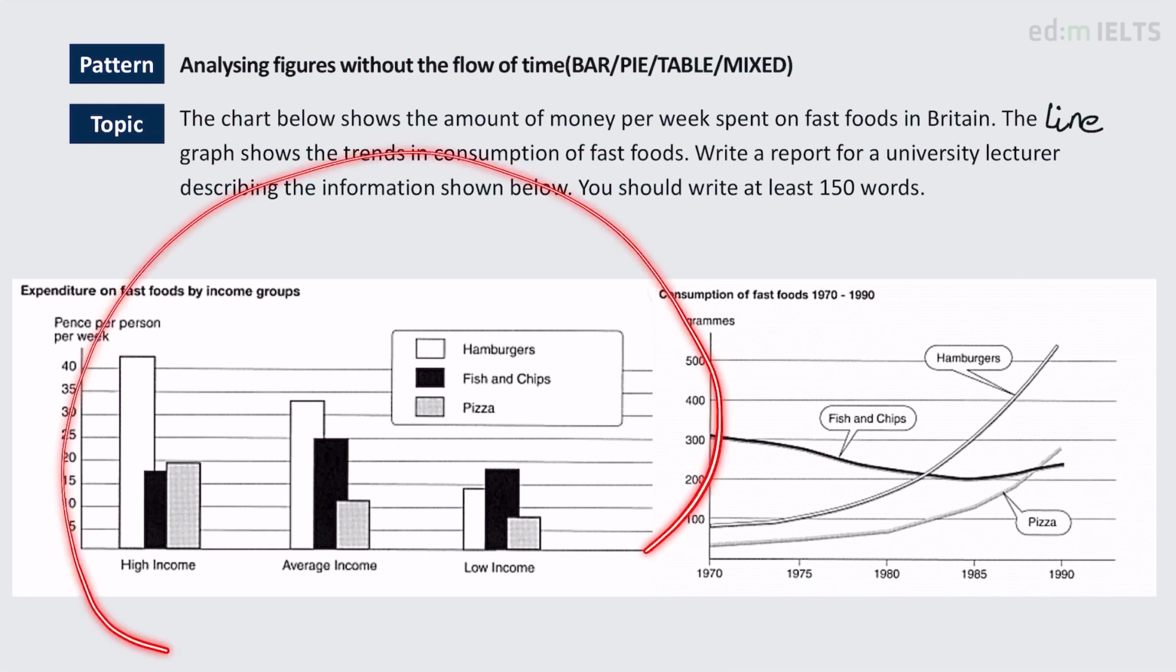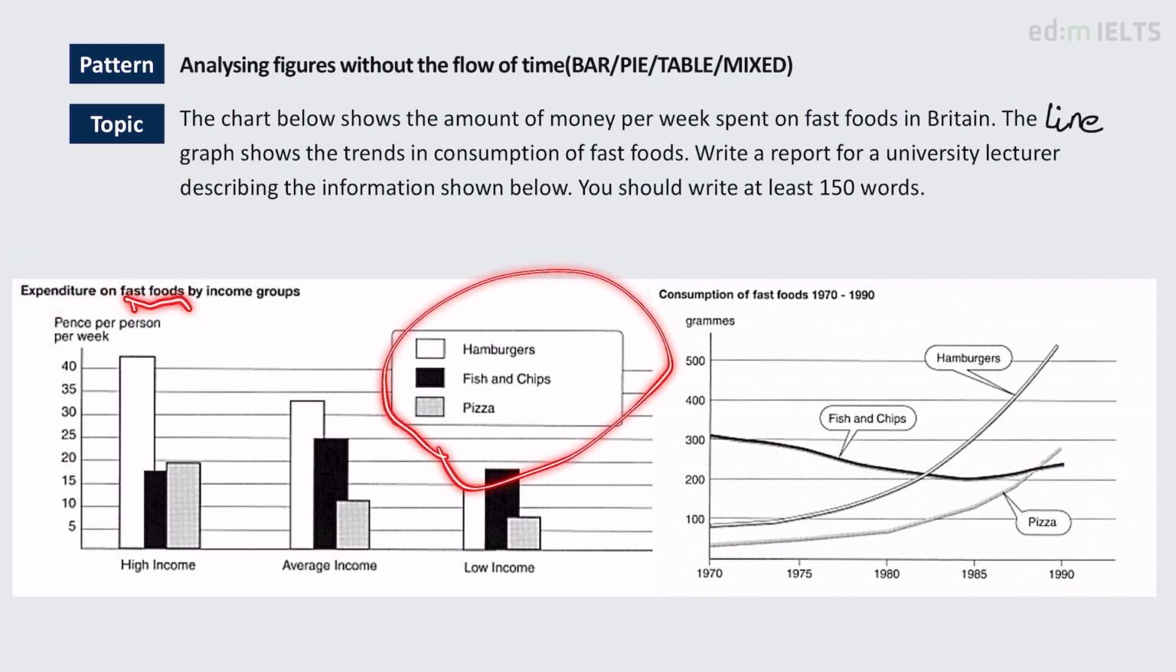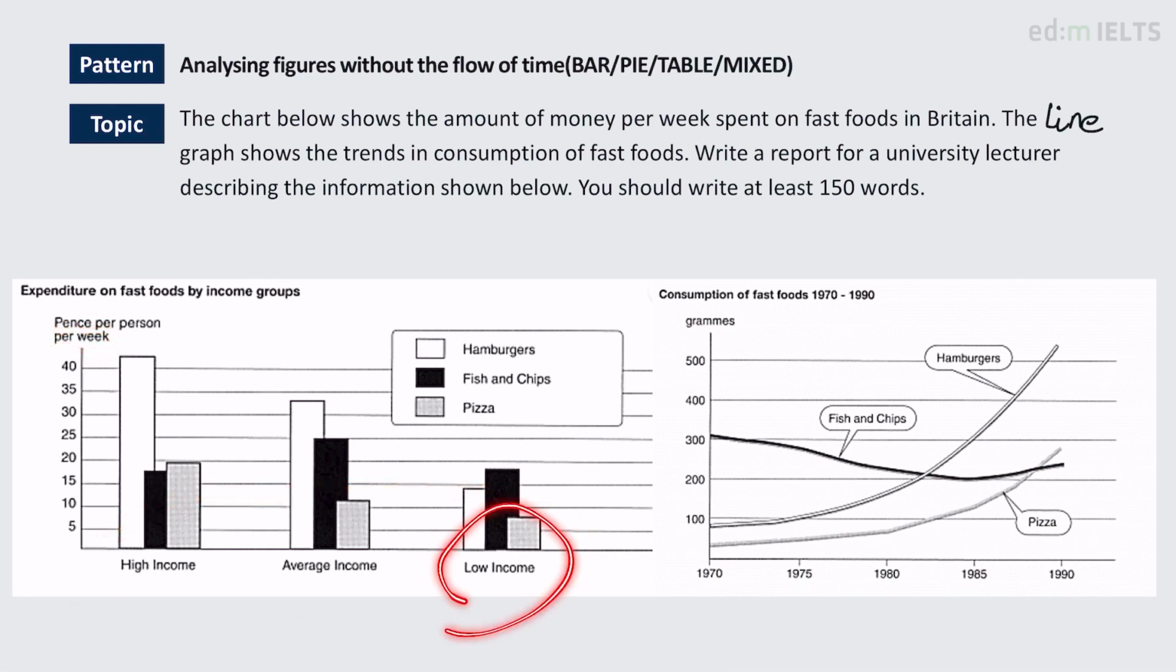So for the one on the left side, it's expenditure on 3 types of fast foods, which are these ones, on average, per week, by 3 income groups. So low earners, middle earners, and high earners. And the unit is pence, and pence is a kind of unit of money we have in the UK. We have pounds and pence, just like in the US they have dollars and cents.